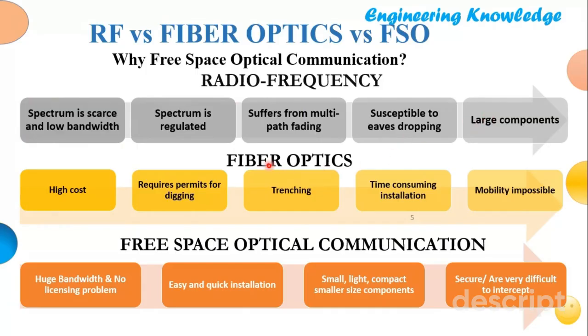While in case of fiber optics, although we go in the optical domain and there is large bandwidth available, it requires a cumbersome digging and trenching process, and it is time consuming to install these fiber optic cables beneath the earth. While free space optical communication is just transmitting the signal through light or in infrared wavelength, and there is a huge bandwidth. Licensing problem is not there because it has not been used that much. It is easy and quick to install, so deployment is very easy. Small light components are available in the market, and it is a line of sight communication, so it is very secure compared to RF systems.